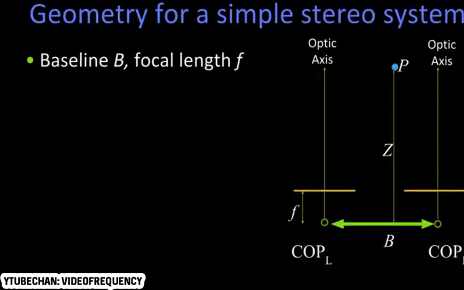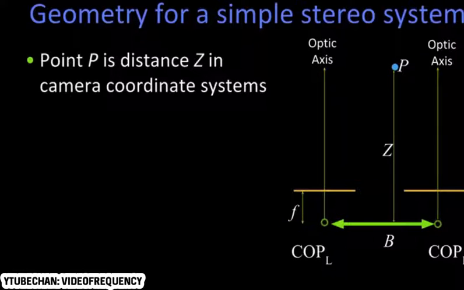For our geometry here, we're going to assume our cameras are separated by a baseline B, and that both cameras have a focal length of f. So f is on both sides. For the two cameras, they both have the same focal length. Now, let's assume that we have some point P in the scene, okay?